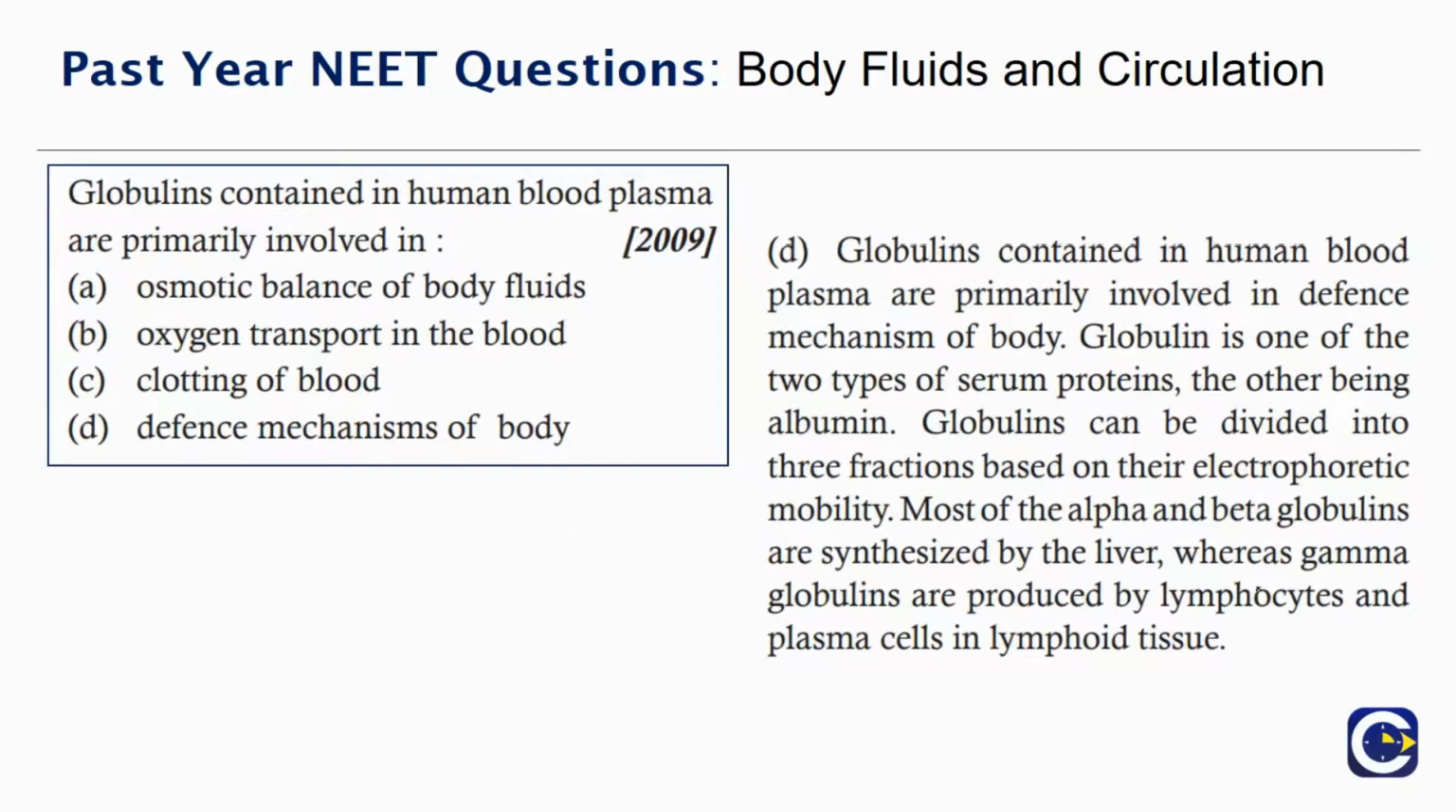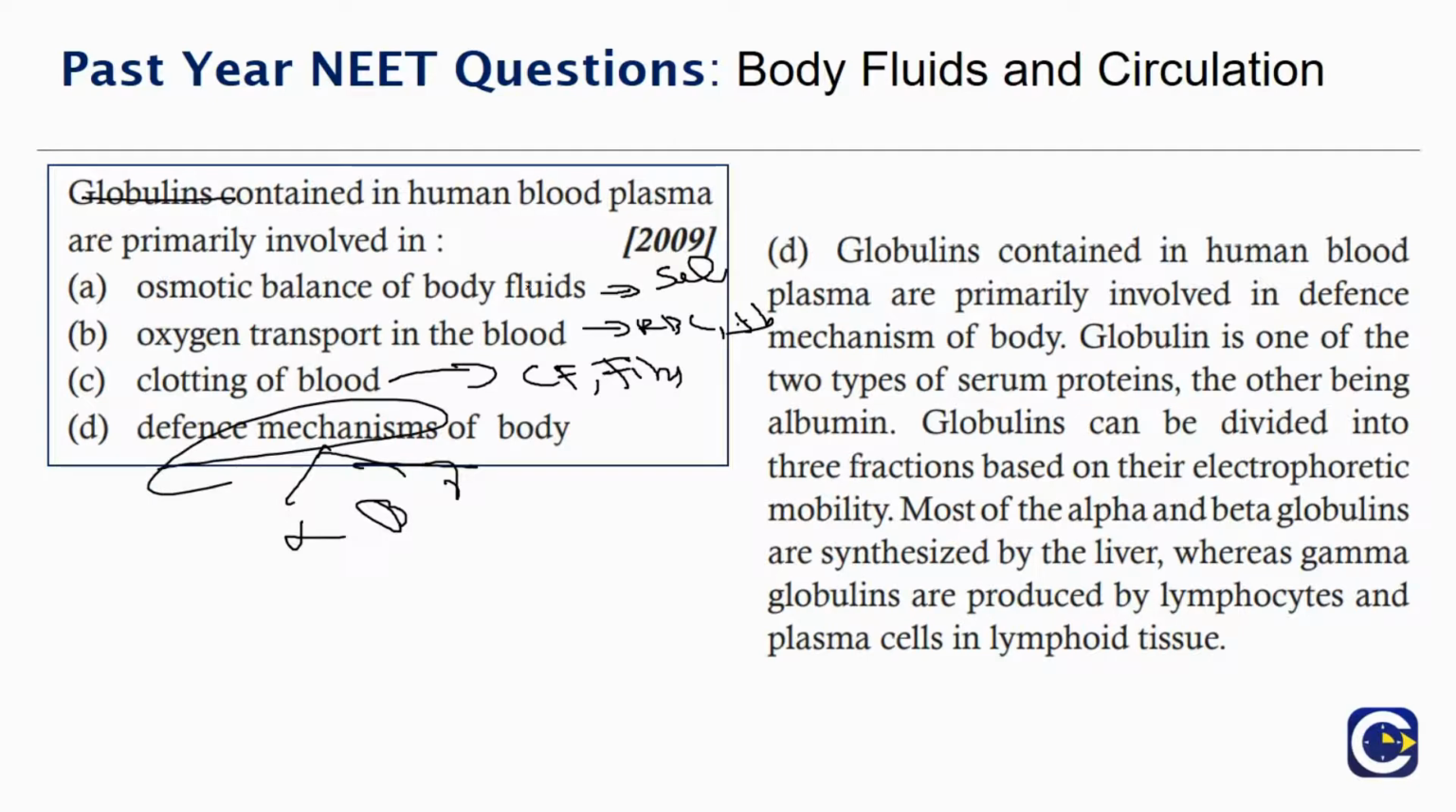Globulins contained in human blood plasma are primarily involved in what? The osmotic balance is kept by salts like sodium, potassium, etc. Oxygen transport is done by RBCs and hemoglobin. The clotting of blood is done by clotting factors and fibrinogen. So globulins are basically involved in defense mechanism. Globulins can be alpha, beta, gamma. Okay. So defense mechanism is by globulins. Globulins contained in human blood are primarily involved in the defense mechanism of the body.